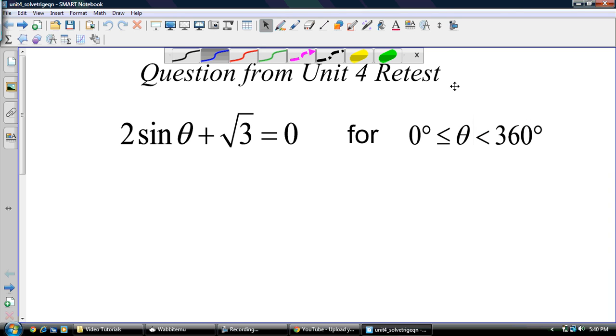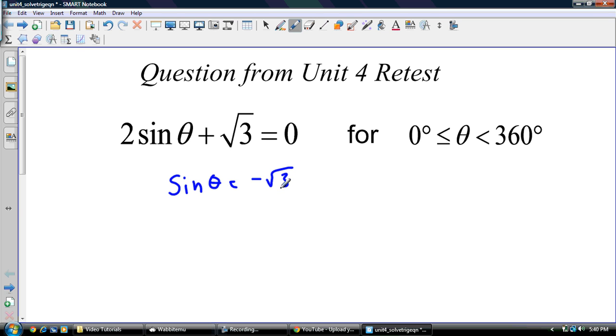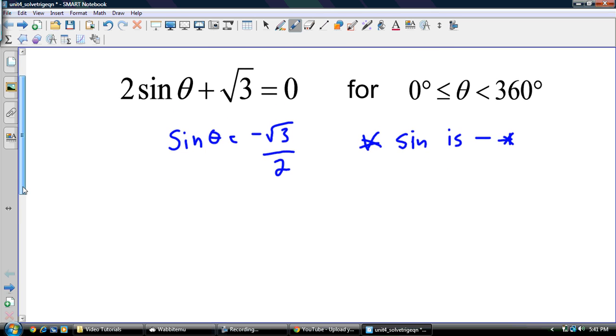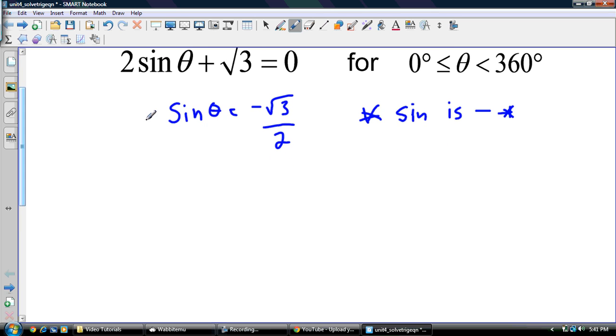So our goal here is to find the possible values of theta. The first thing we have to do is rearrange this for sine theta. So sine theta is equal to negative root 3 over 2. At this point, we note, as part of the procedure I follow anyway, that sine is negative.